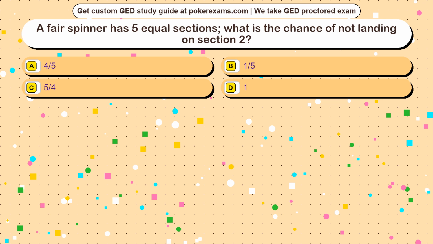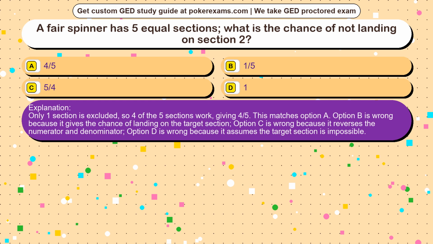The correct answer is option A. Only one section is excluded, so 4 of the 5 sections work, giving 4/5. This matches option A. Option B is wrong because it gives the chance of landing on the target section. Option C is wrong because it reverses the numerator and denominator. Option D is wrong because it assumes the target section is impossible.